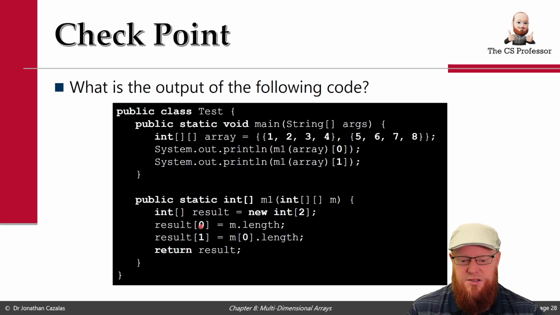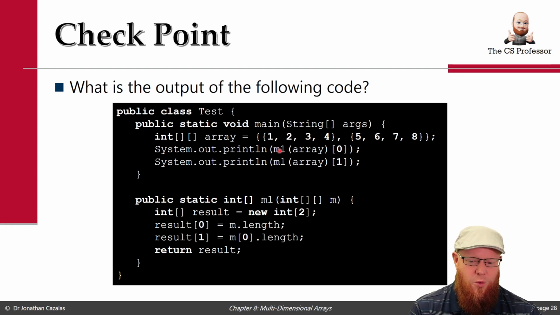It saves it to index 0, so for this example, index 0 will store a 2. And then it saves at index 1 of result the length of row 0 of that 2-dimensional array that was sent over, which is going to be 4. That's the number of columns in that row. And then we return result, and we're returning what? A one-dimensional array. I said that quickly. You might have to pause and go back.